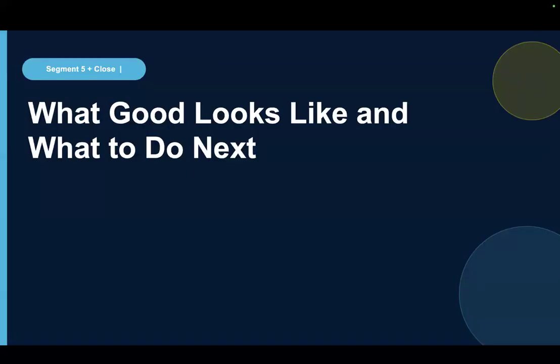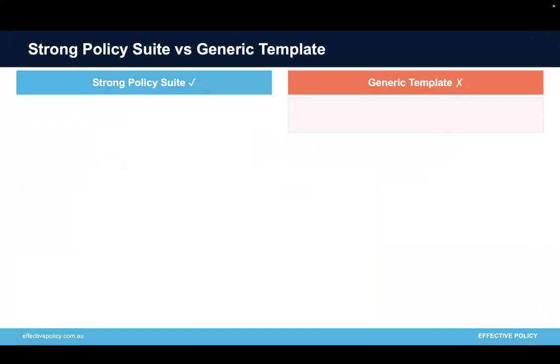So what good looks like, and what to do next. Strong policies have specific timeframes. They're going to say within 24 hours. They're going to say within 2 hours. They're going to give 6 months. They're not going to use generic language like a timely resolution. That doesn't tell people anything.